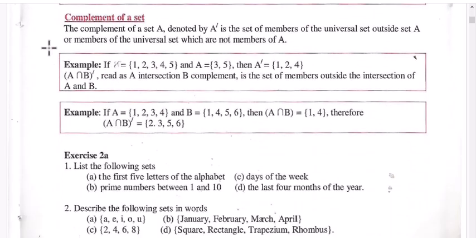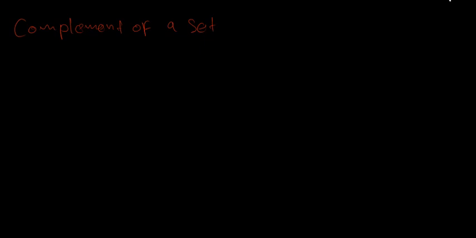Now we look at a complement. The complement of a set A is denoted by A with an apostrophe. This is a set of members of the universal set outside set A, or members of the universal set which are not members of A. So I'll translate this, then I'll show you an example. The complement of a set is the set of all elements which are not in that set, but they are in the universal set originally given.